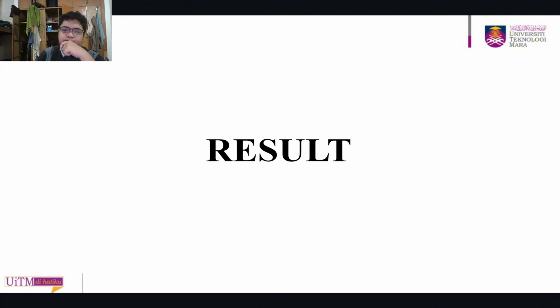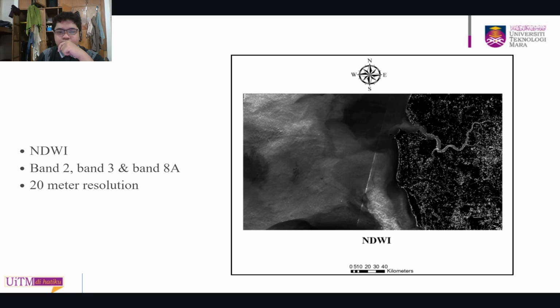For the results, I have a couple. First one is the NDWI, which stands for Normalized Difference Water Index. This is the layer stack of band 2, band 3, and band 8. And I chose the 20 meter resolution for Sentinel 2 to do this work.